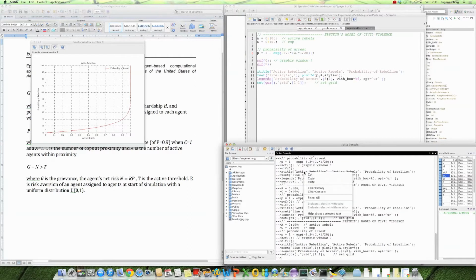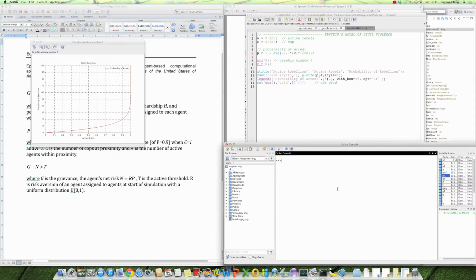If we go to the console and clear the console, what we can do is generate a few numbers. So let's say 1 minus exponential e is 2.3 times. If there is 1 cop over 3 active agents, then the probability of arrest is 0.54 each, okay? But if there are 3 cops over 3 active agents, then the probability of arrest is really higher.